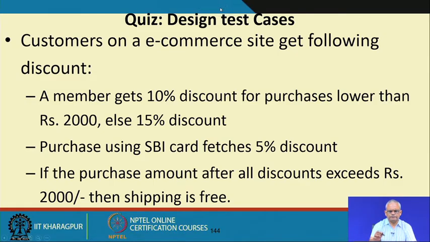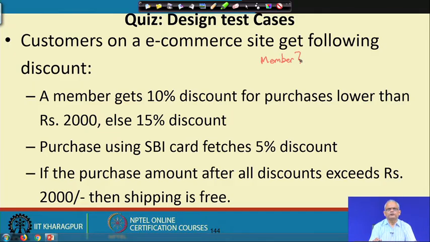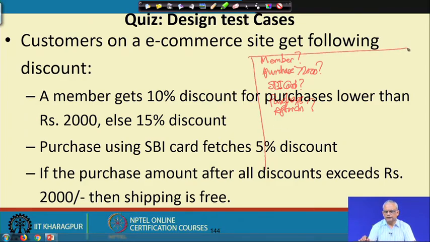The first step is to identify the conditions. The first condition is whether the customer is a member. The second condition is whether the purchase amount is greater than 2000 or not. The third condition is whether an SBI card is used or not. And then the purchase amount after discount. So, these are the four conditions, and then we can develop the decision table here.